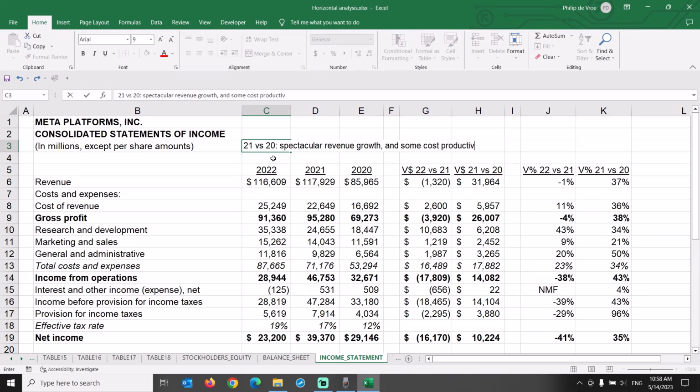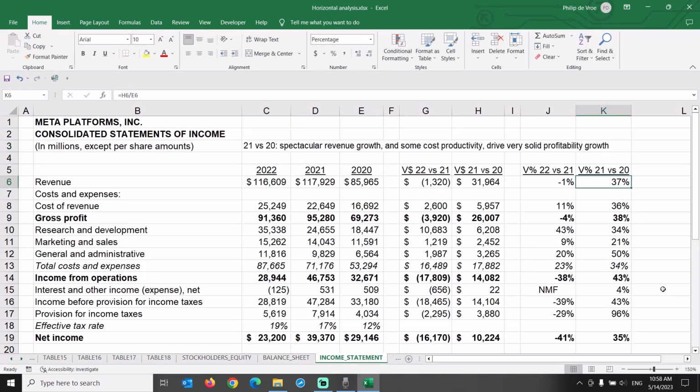If I were asked to provide some narrative to the operating income increase in this horizontal analysis of the income statement, I would add the following in cell C3. 21 versus 20. Spectacular revenue growth and some cost productivity drive very solid profitability growth.